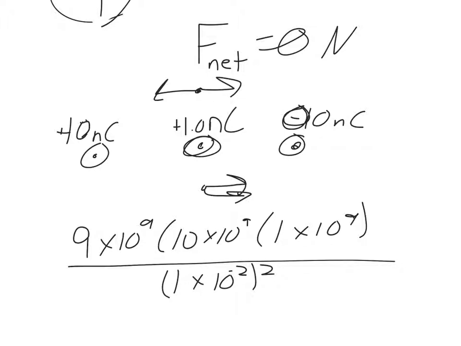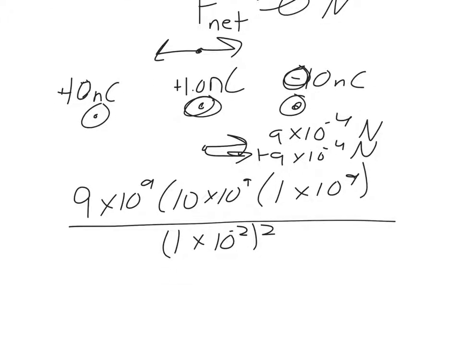But now both 9 times 10 to the minus 4 newtons is going to the right. So I'm getting the same number in the same direction. So I just got to double this. So that's plus 9 times 10 to the minus 4. And 9 plus 9 is 18, so this is actually going to be a net force of 1.8 times 10 to the minus 3 newtons. Good stuff. So that's a sample Coulomb's law problem.